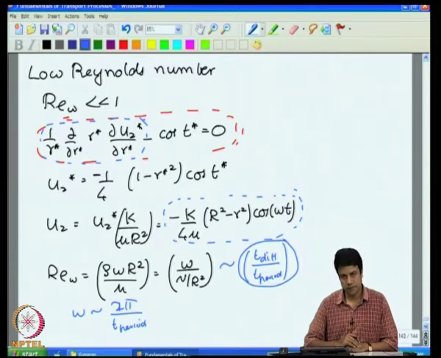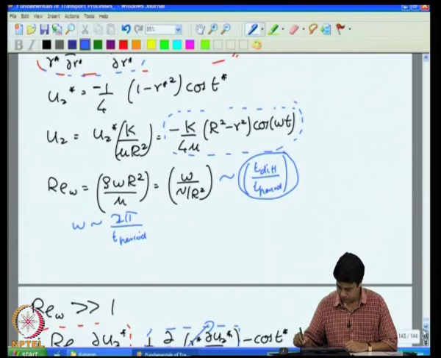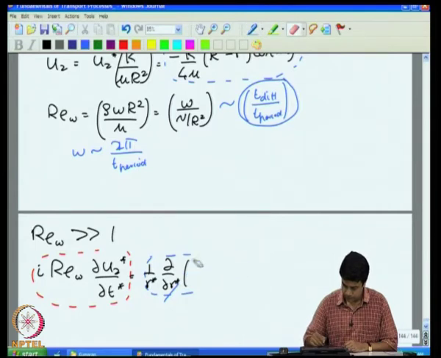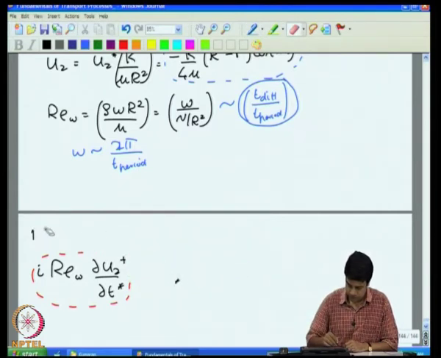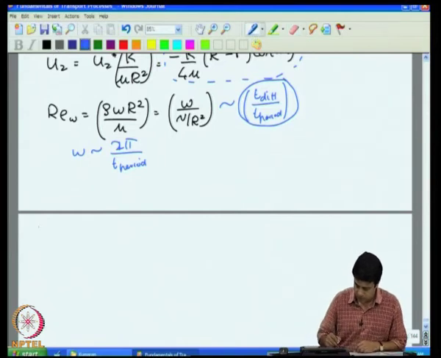What happens if the Reynolds number is not 0, but still a small number? What happens if the Reynolds number is not exactly 0, but still very small? Okay, so, we will come back to this a little later. What happens in the limit Re omega small compared to 1?